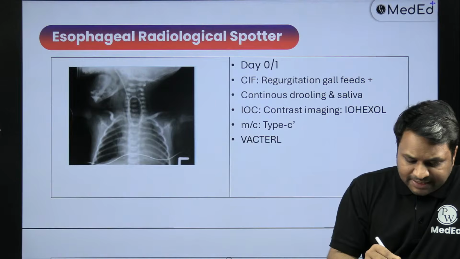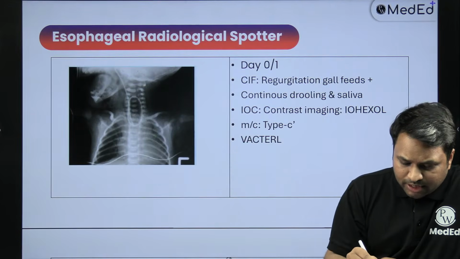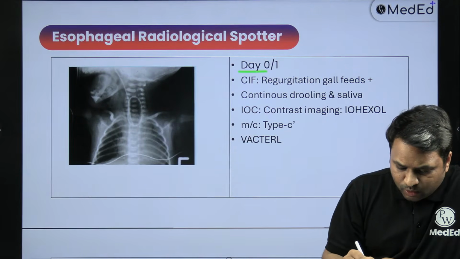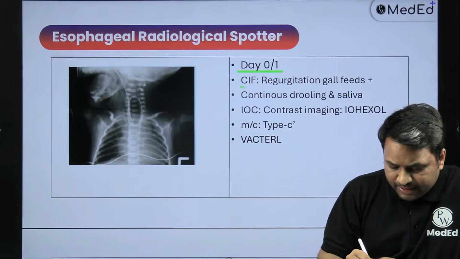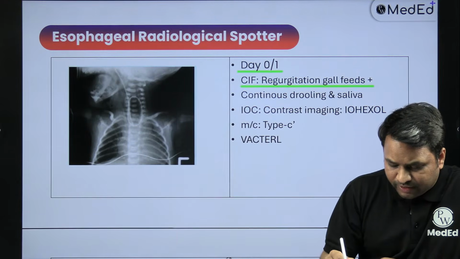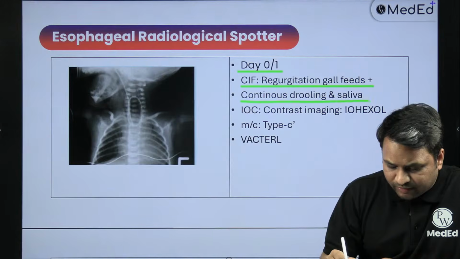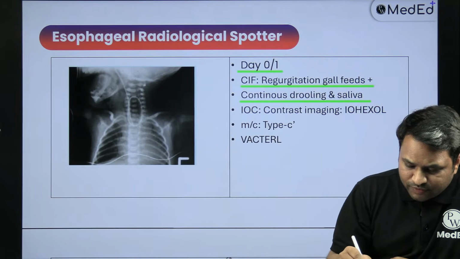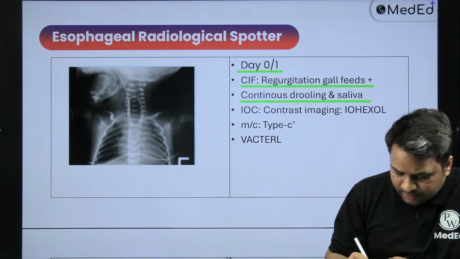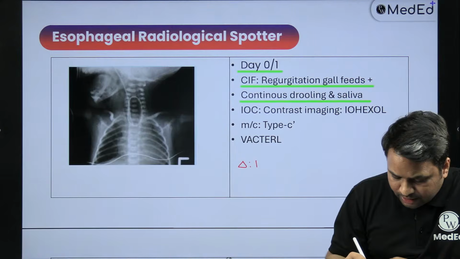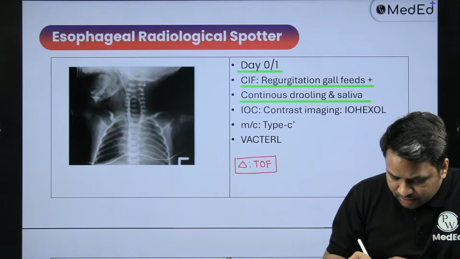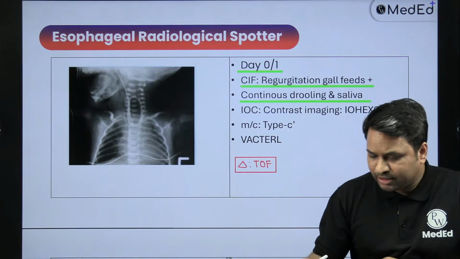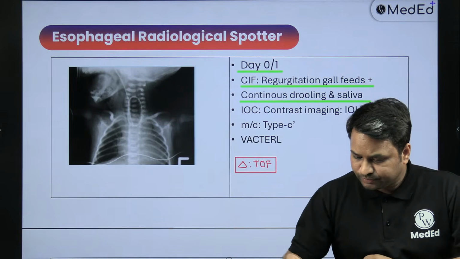Now, if I say that we have a baby who is now presented at day 0, day 1 of life, the complaint is regurgitation of all feeds and there's continuous drooling of saliva. By now, you would have already gotten the diagnosis. The diagnosis for this condition is going to be tracheoesophageal fistula, right?